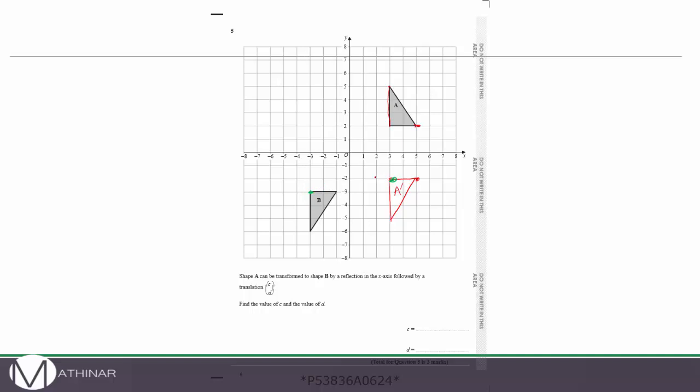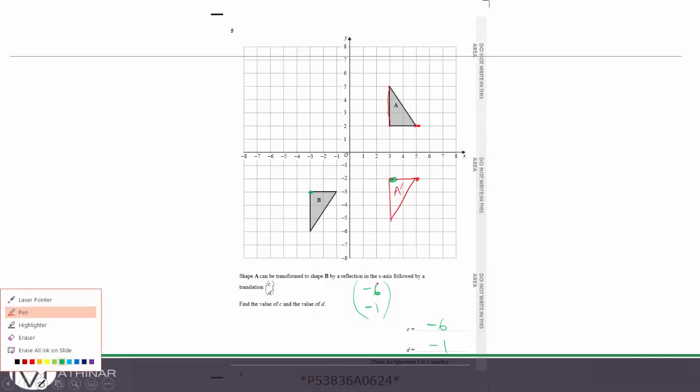Well, let's count. 1, 2, 3, 4, 5, 6. So I've counted 6, but I'm going to the left. So that must mean it's minus 6. And then we are going from here, we are going 1 down. So that's minus 1. So the vector I'm travelling is minus 6, minus 1. So the value of C is minus 6 and the value of D is minus 1. And that will get you your 3 marks.